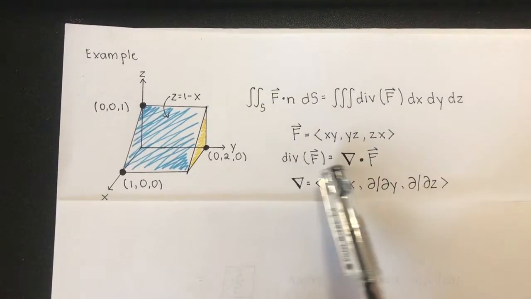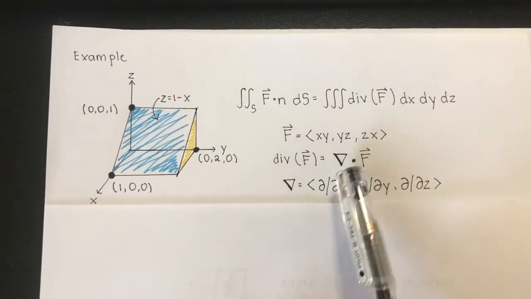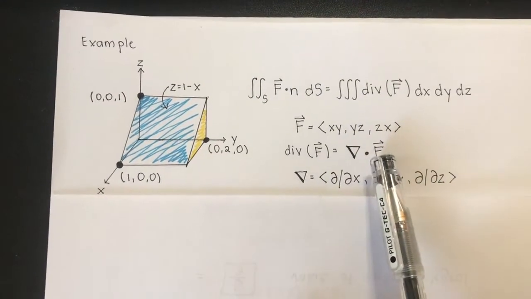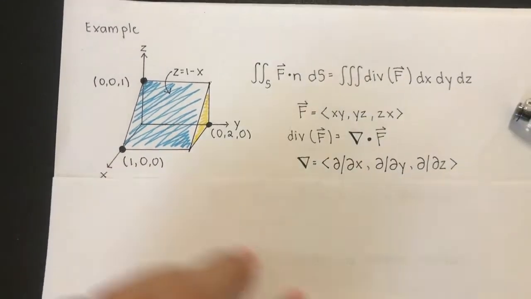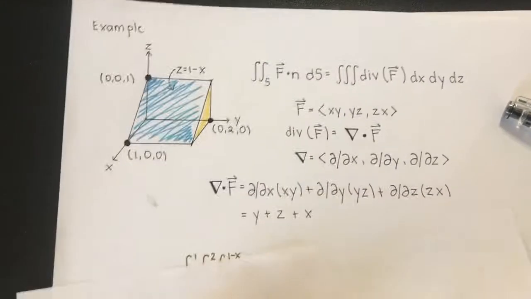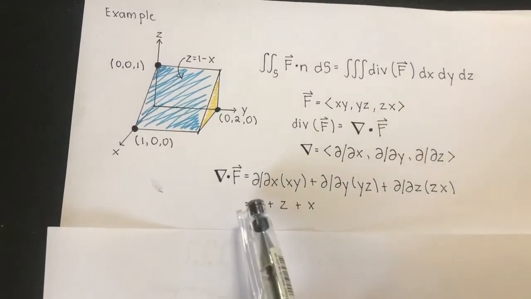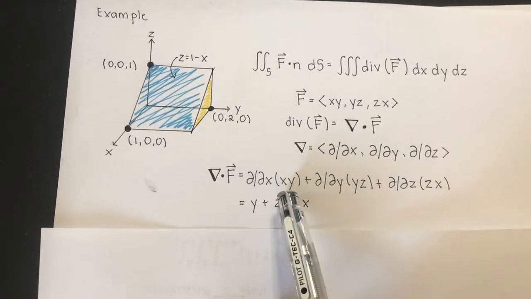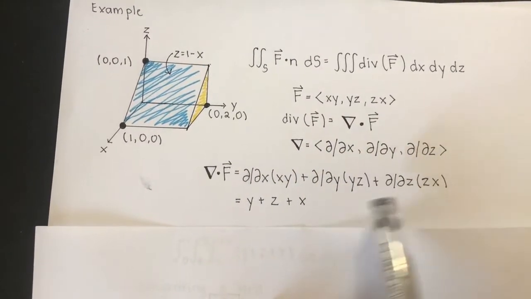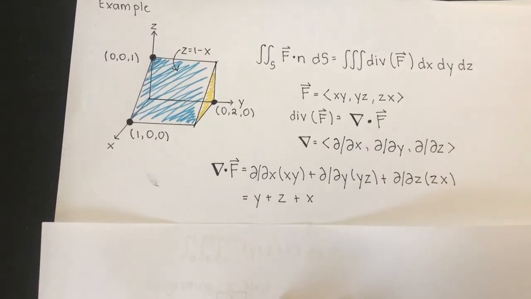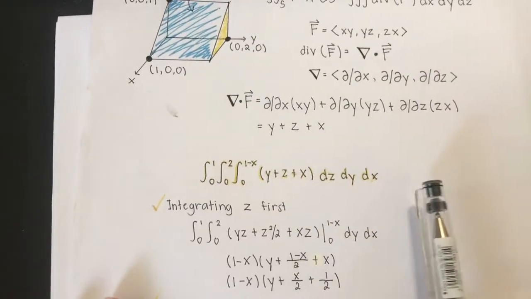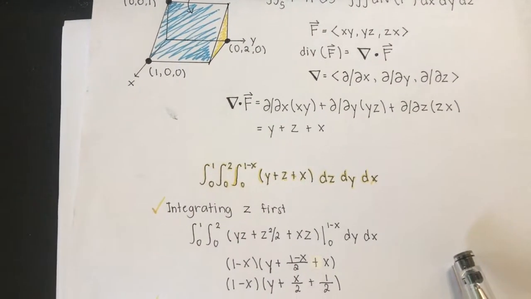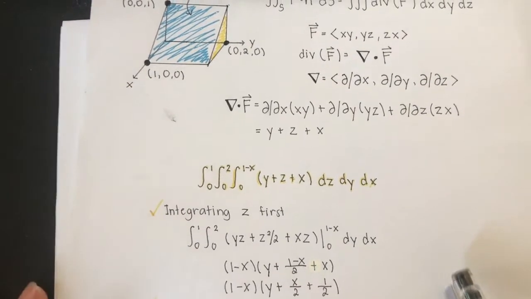Recall that the divergence of a vector field is del dot f, where del equals d/dx, d/dy, d/dz. So for this case, the divergence will be del dot f equals y plus z plus x. Now we have the divergence, but before integration, we must get our bounds sorted out. We get these from the region of our prism.